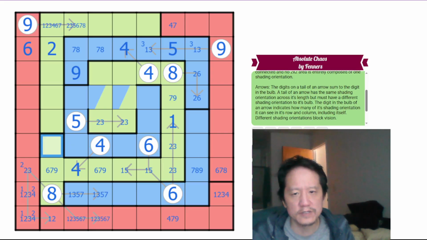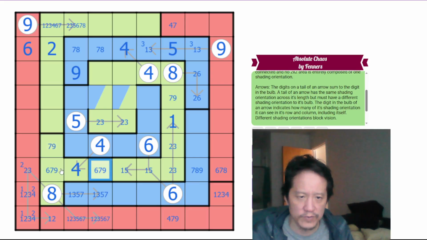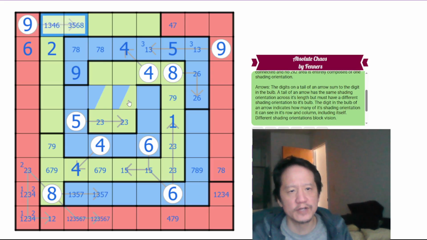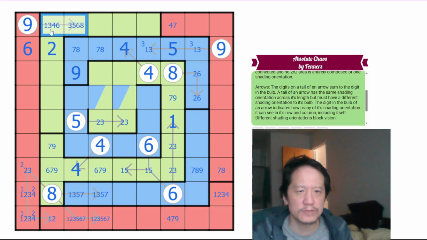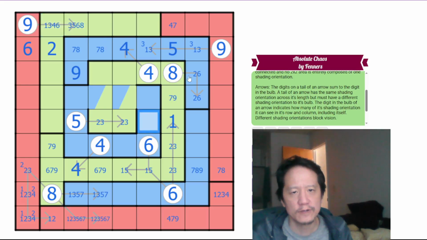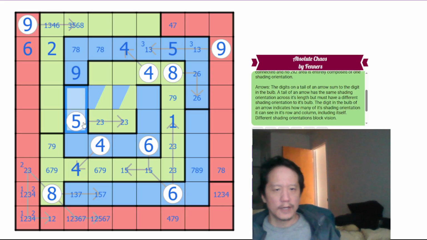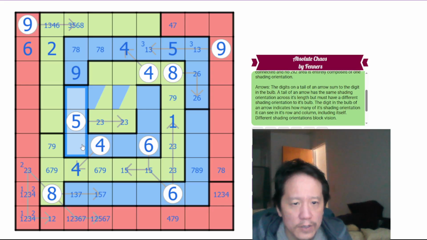This can't be 6, so this must be 7 or 9. One of these is a 6, so this can't be 6 here. This cannot be 2 and 7 added together. It's 1 and 8, 3 and 6, or 4 and 5 here. These cannot be 5, so these can't be 3. This is a 2, 3 pair. 9 cannot be here.